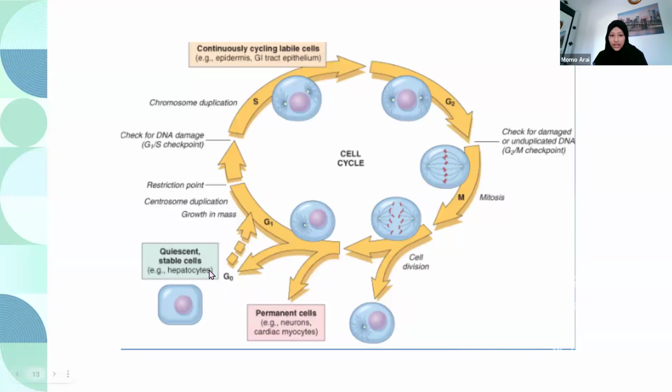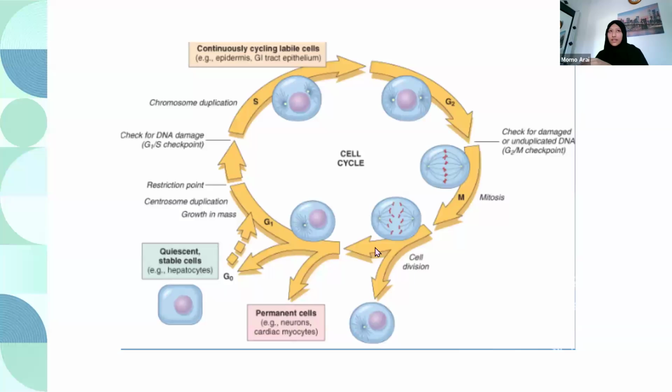For the stable cells, the example here is hepatocytes, which are the same as liver cells, and again kidney and so on. We said they're in G0. If there is an injury, they will go back into the cycle and divide and give rise to more cells, to be able to regenerate. Now, the last thing we have left to cover is permanent cells. Permanent cells are out of the cell cycle.